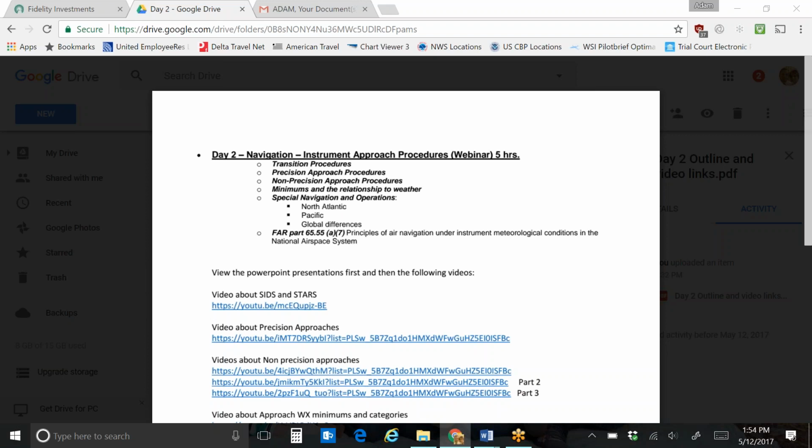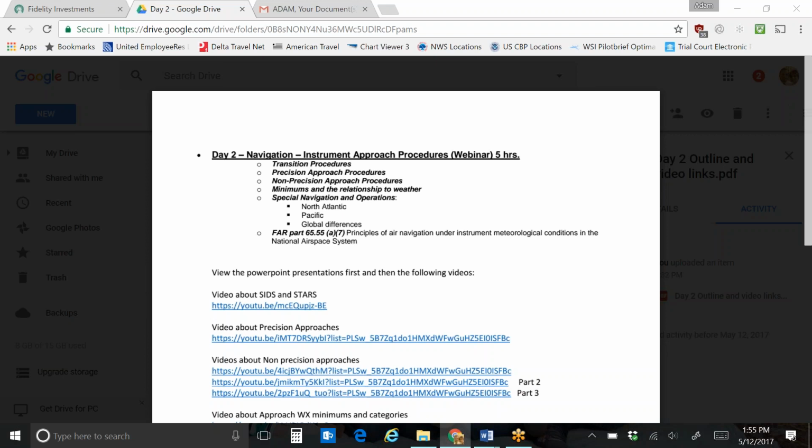Then the other is non-precision approaches. That would include approaches that only give you lateral guidance, not vertical. So be able to define what a non-precision approach is, and what kinds there are. Those would include VOR approaches, localizer approaches. There's quite a few different non-precision approaches. But you'll see that once again in videos and in the PowerPoints as well.